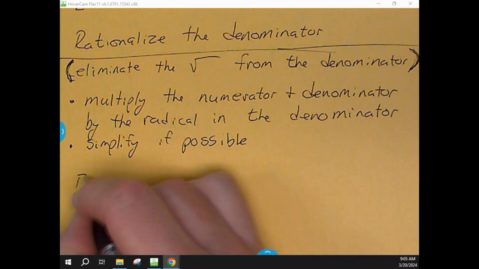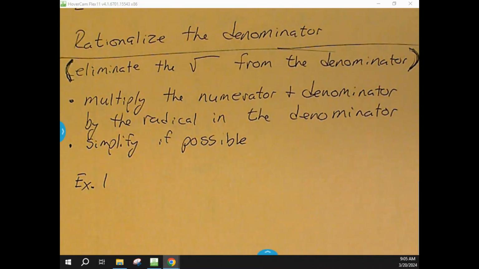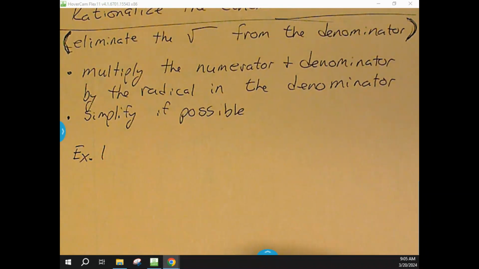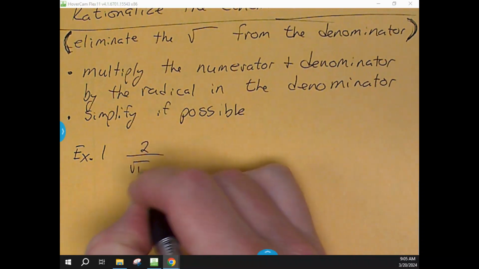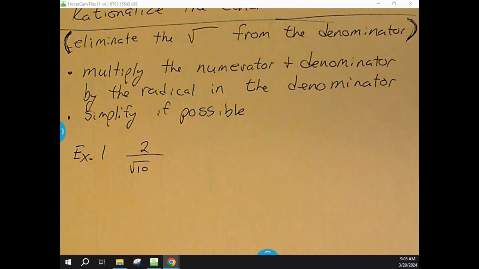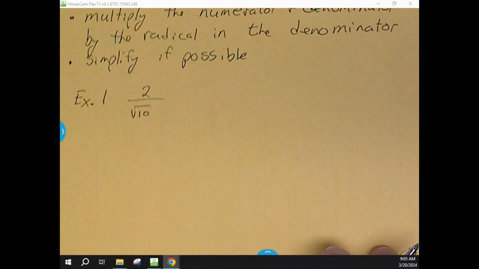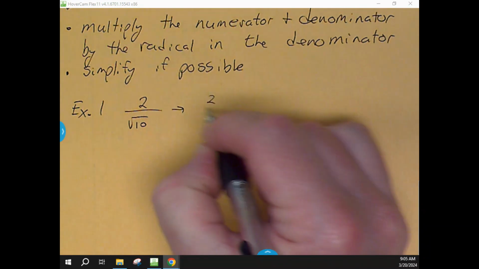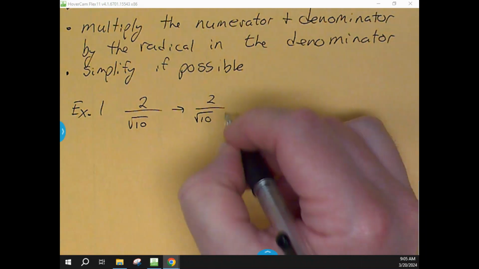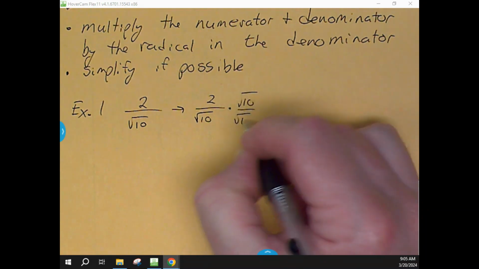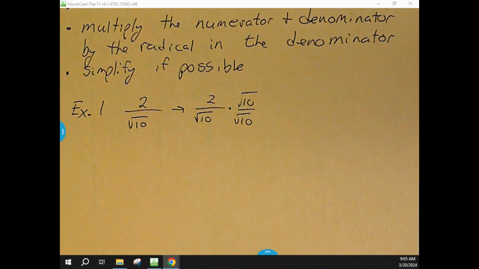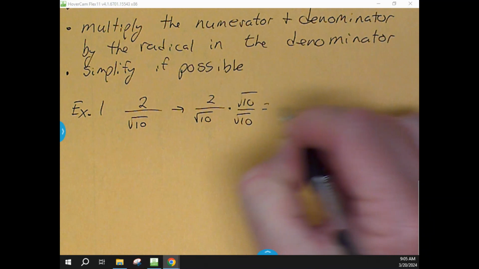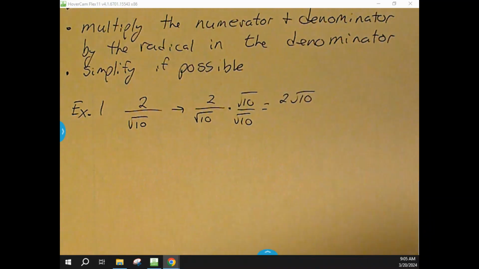Okay, so let me just give you an example here. Say you had 2 over the square root of 10. Whatever problem they give you, they want it rationalized. Here's technically what you're supposed to do. You've got 2 over square root of 10. You've got to multiply by the square root of 10 in the numerator and the denominator. Depending on what you have in the top, there's usually not a whole lot you can do. So 2 times the square root of 10 is just 2 square root of 10.